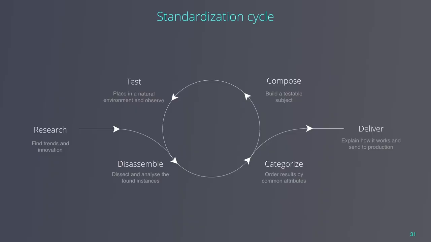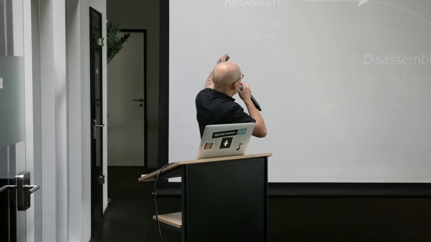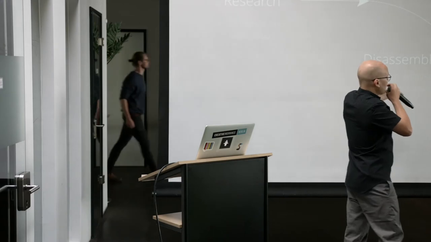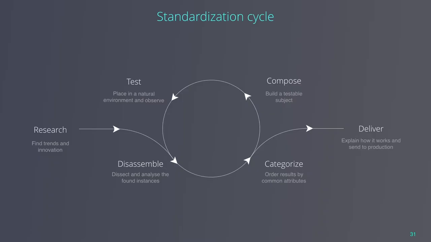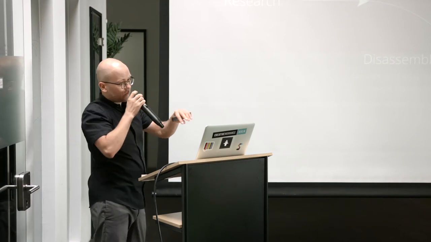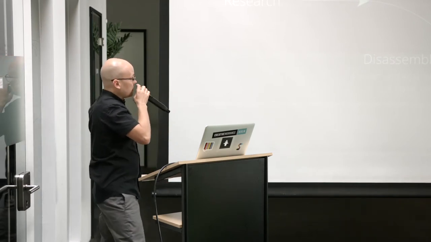And I came up with this 1+4 to the power of infinite plus one step solution. It's a cycle, basically. I'm starting from researching and finding trends in innovation. Then those trends in innovation I disassemble, analyze, and try to find some instances inside. Later on, I categorize them and order them by results of common attributes, and take them to a building stage where I build a testable subject. This testable subject goes to testing in a natural environment where I can observe the changes. Cycling several times through this cycle, at the point of categorization, we can deliver the final standard.